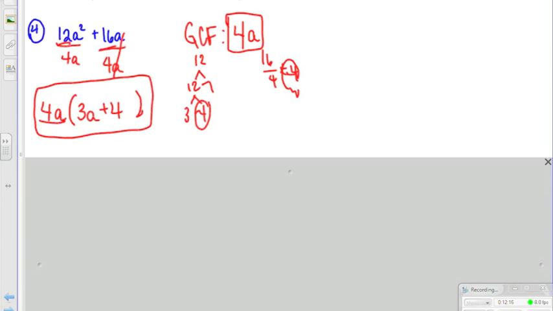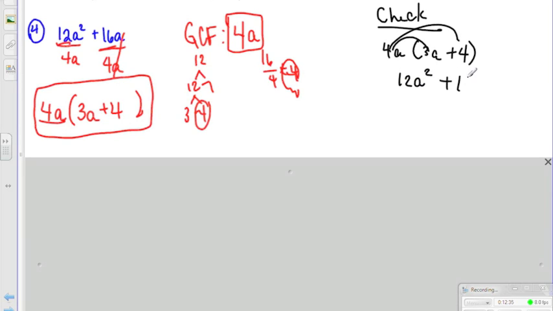Now we can check our answer to make sure we did it correctly. And because this is the reverse of the distributive property, if I'm going to check it, all I have to do is distribute and say 4a times 3a is 12a squared. 4a times 4 is 16a. And is this our original problem? Yep. So we check.